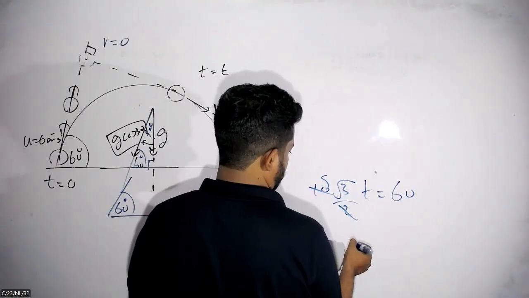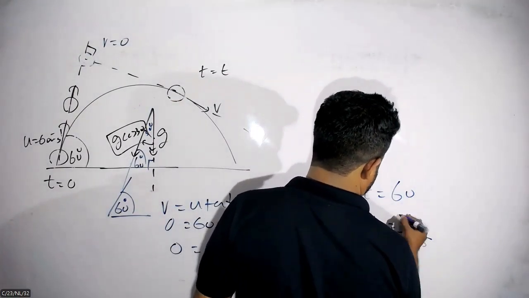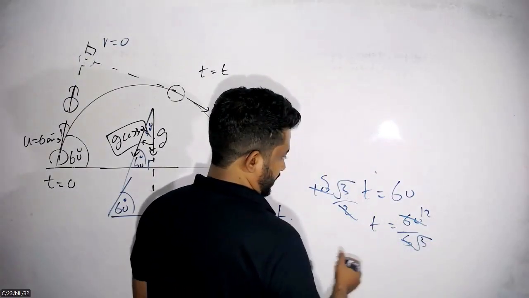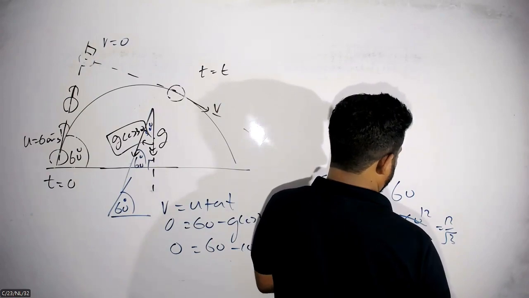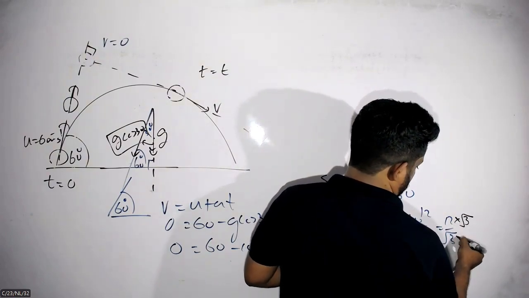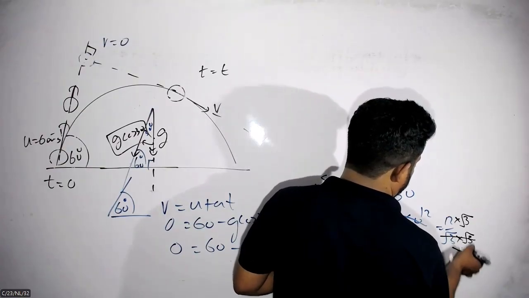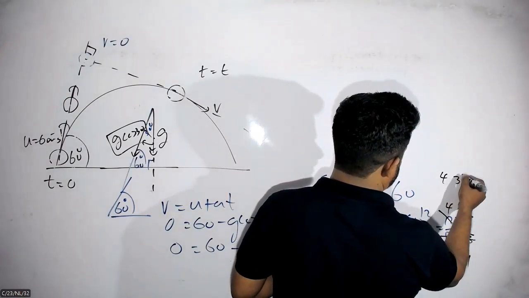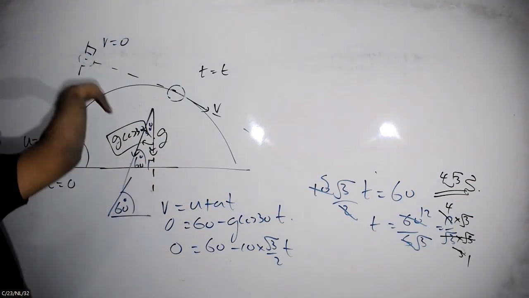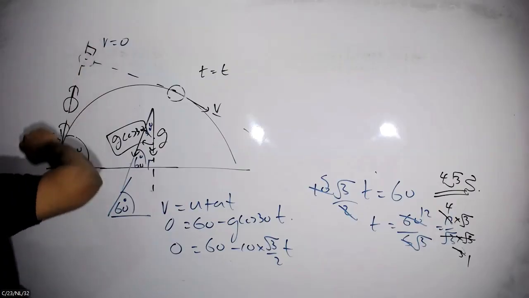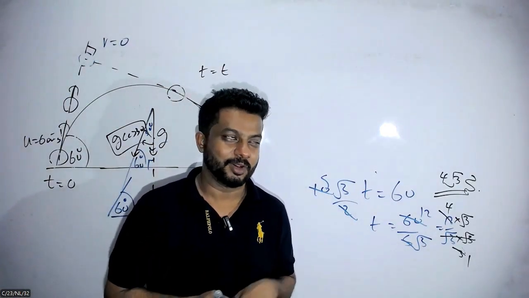So 5 root 3 t equals 60, t equals 60 over 5 root 3, which is 12 over root 3. Let's rationalize, okay children? You can multiply both numerator and denominator by root 3. Then 3, 3 ones are 3, 3 fours are 12. So 4 root 3 is the answer. At t equal to 4 root 3 seconds, velocity makes an angle of 90 degrees with the direction of initial velocity. Right, this is a good question.